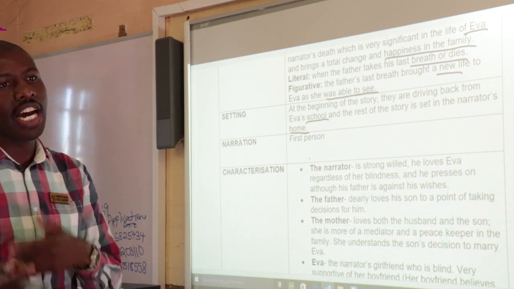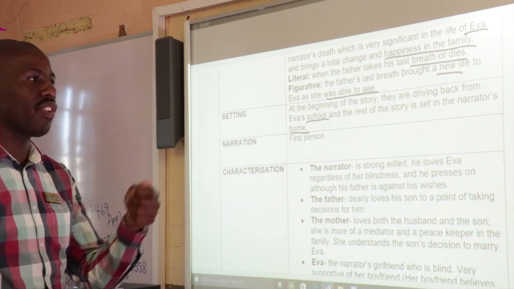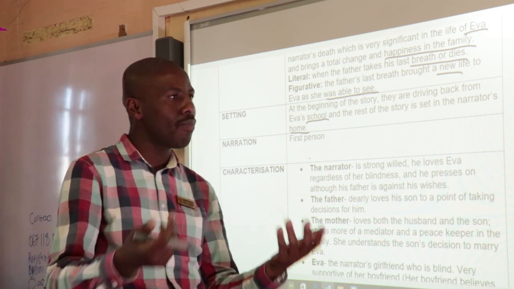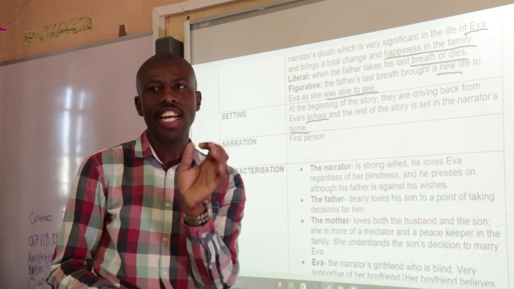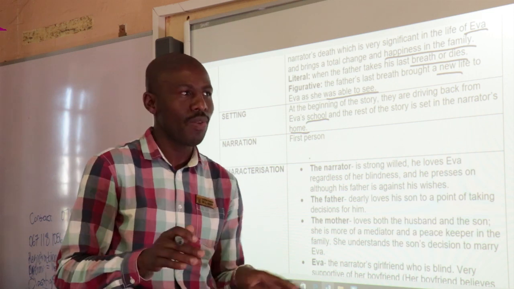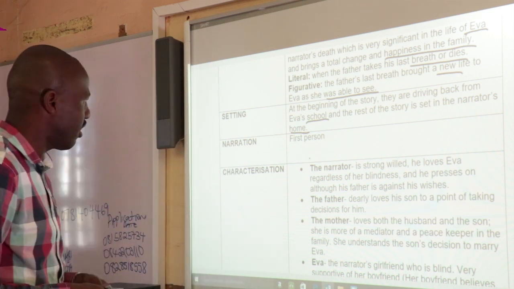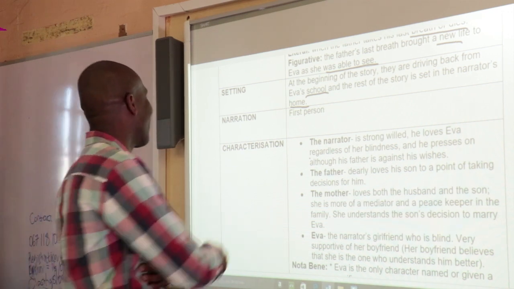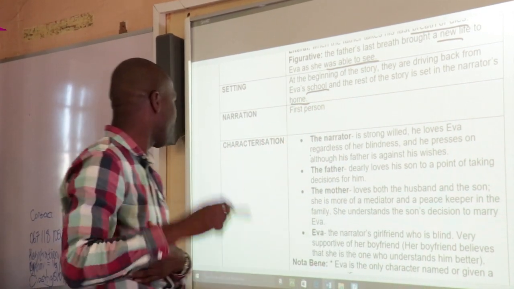Also, we will see when it comes to the ring that he buys for the engagement, it's not a very expensive ring. It's not gold, it's not diamond. It's a cheap copper. It also tells us that financially he was not good. He was struggling. Definitely not a teacher, because teachers are not struggling. I'm joking. Narration, first person.